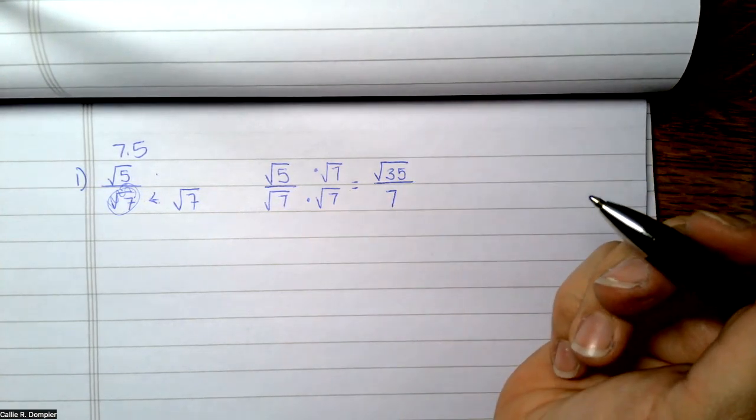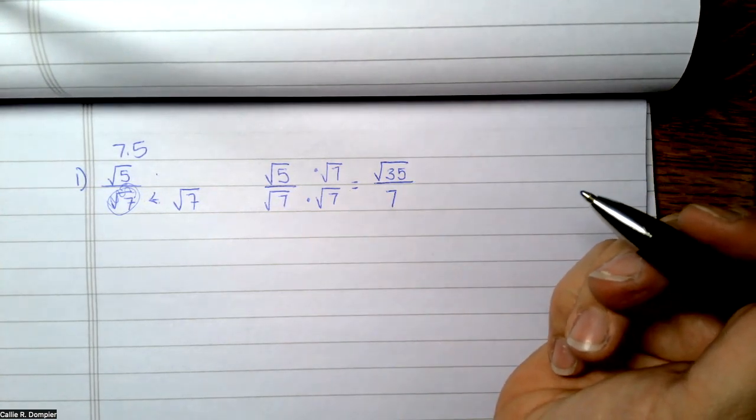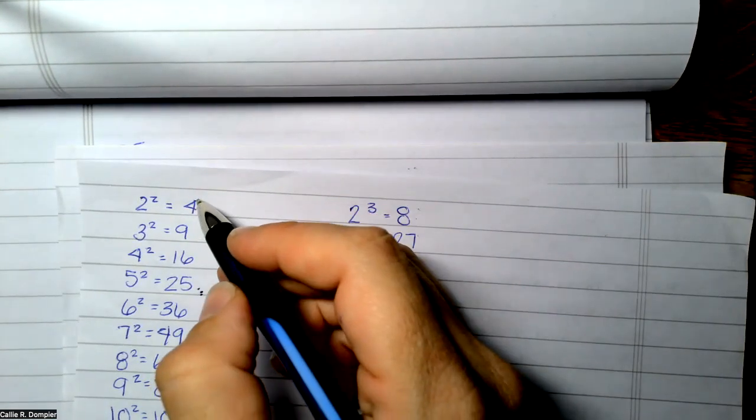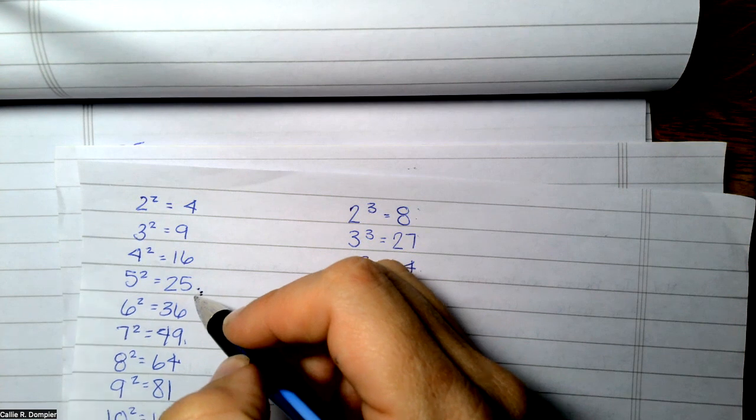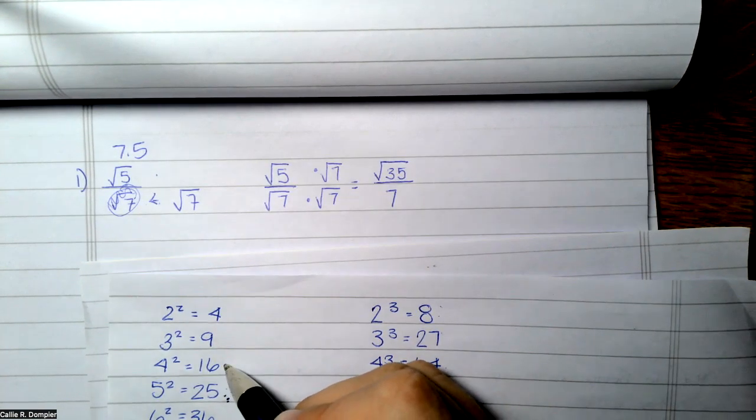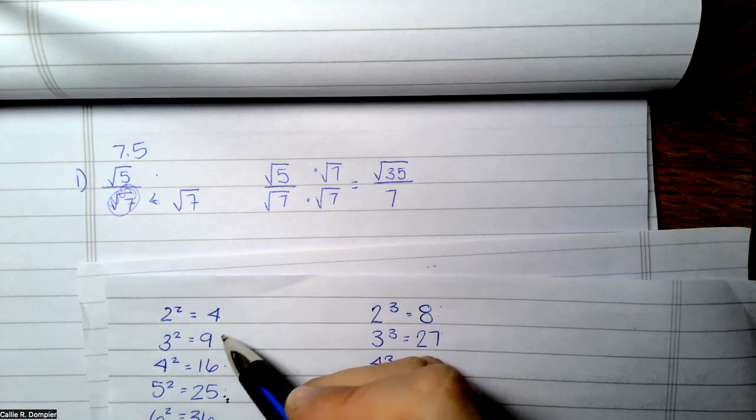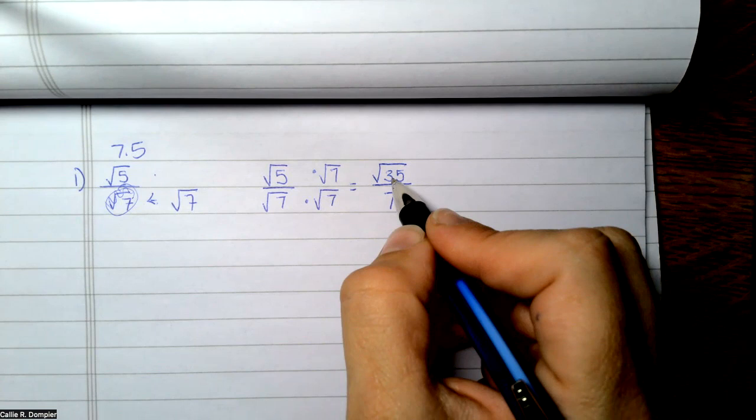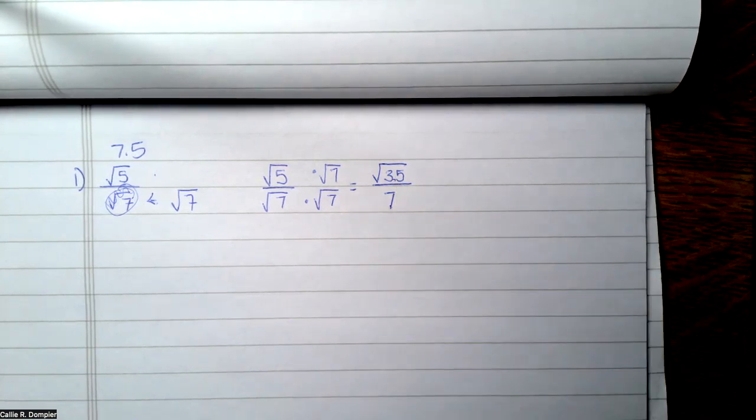Now I want to look at 35 real quick and make sure you can't divide it by any perfect squares. 35 divided by 25 is not a whole number. 35 divided by 16 is not a whole number. 35 divided by 9 is not a whole number. And 35 divided by 4 is not a whole number. So our final answer is the square root of 35 over 7.